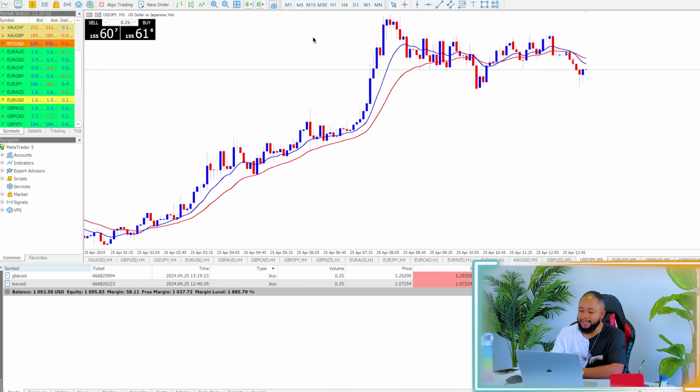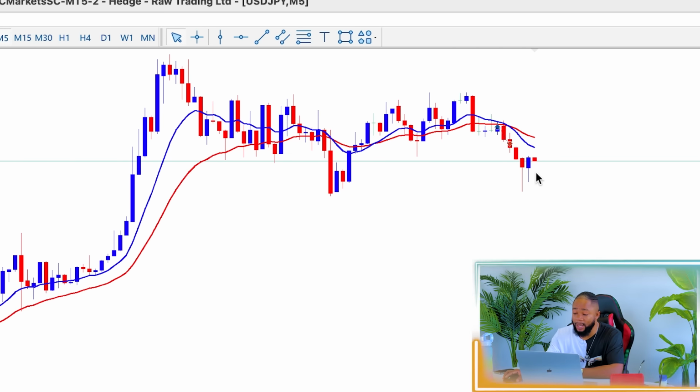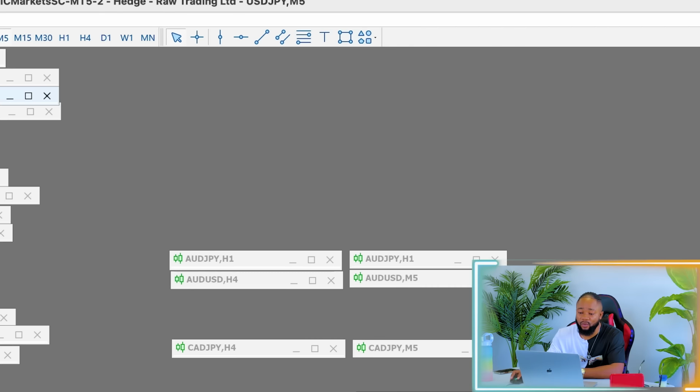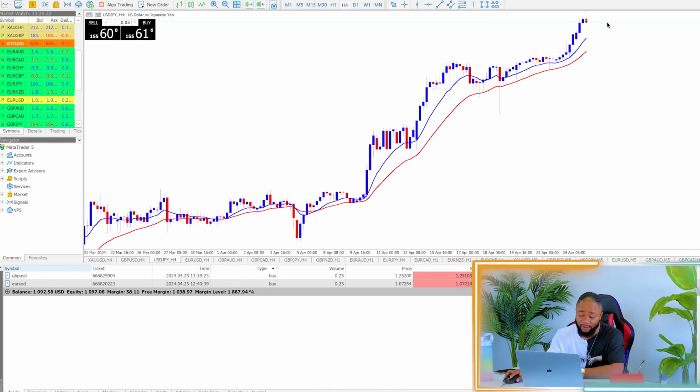USD JPY, let's see what happened on USD JPY. You can see it was a loss. We got in here because the market was telling us it was in an uptrend. So we got in here. And then the trend has changed now to a downtrend on the lower time frame. So since the higher time frame is in an uptrend, let's just go here to confirm USD JPY. You can see the lower time frame is in an uptrend, all right?